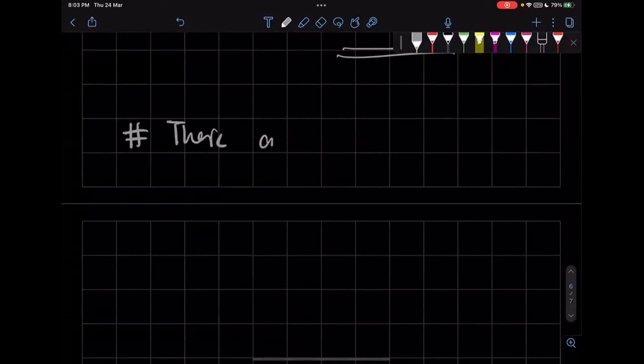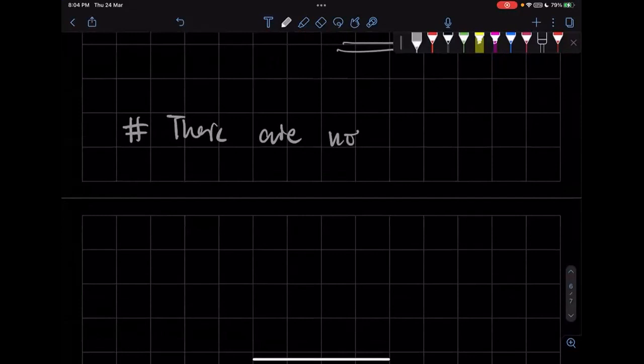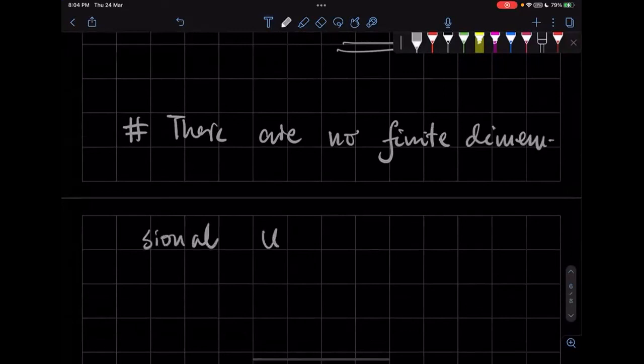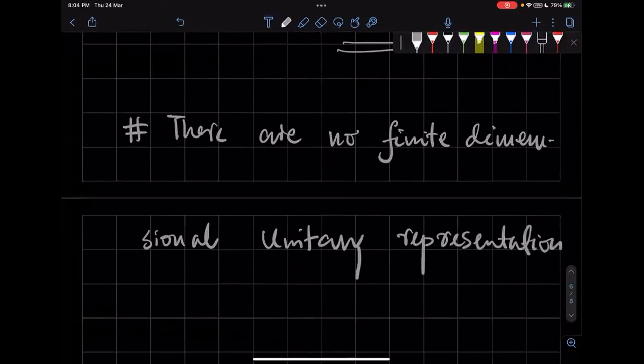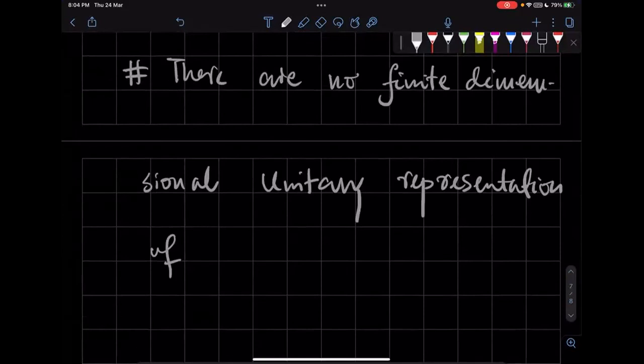There are no finite dimensional unitary representations of non-compact Lie groups.